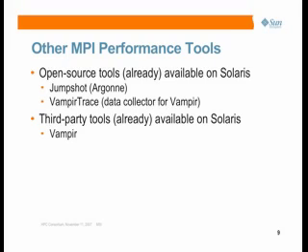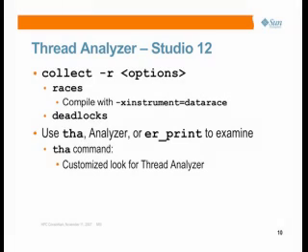Thread Analyzer is a new product that we introduced in the last release, which allows the user to explore data races and deadlocks in multi-threaded codes. In order to collect data for a data race, you do collect -r races. For deadlocks, it's collect -r deadlocks. And for races, you have to compile with a special flag that says you're instrumenting for data races.